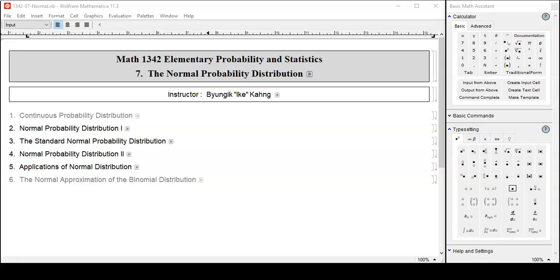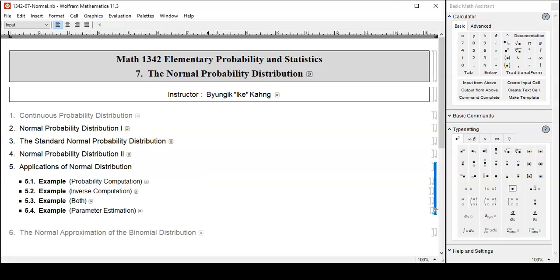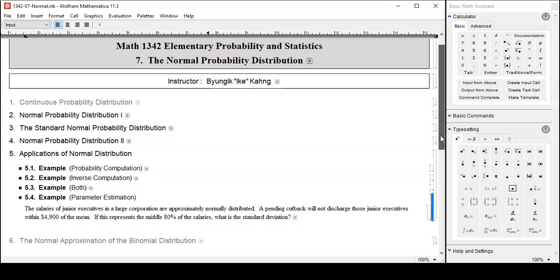Hello students, welcome back. Now let's go back to section 5 for the last problem. And this problem is not that simple.